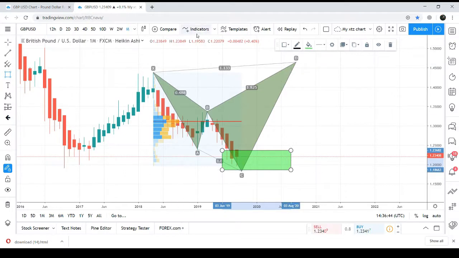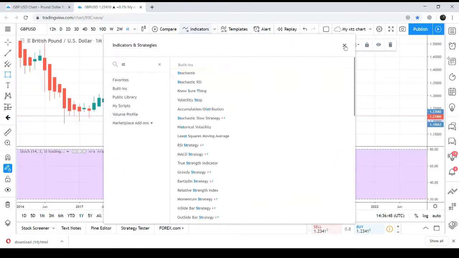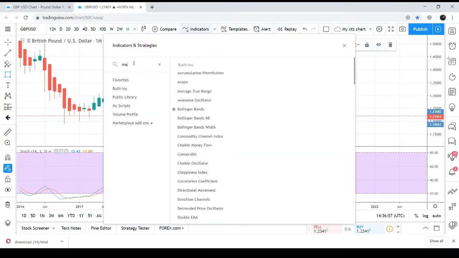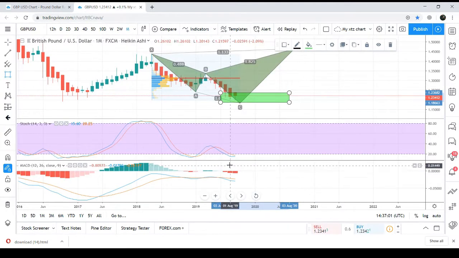And if we place the stochastic, then we can see the stochastic is oversold and likely to give a bull cross soon. And if we place the MACD, the MACD is strong bearish.